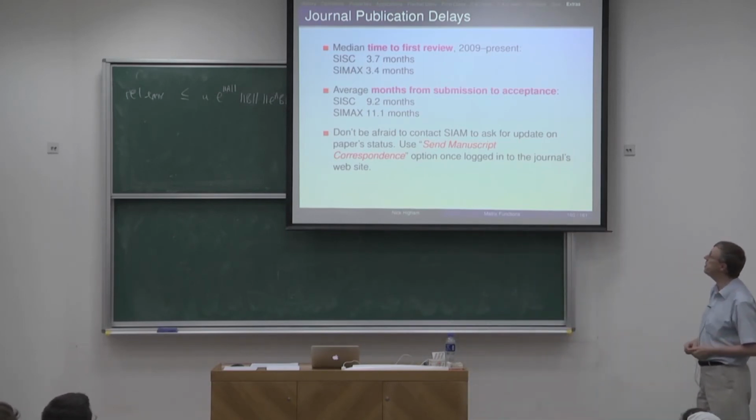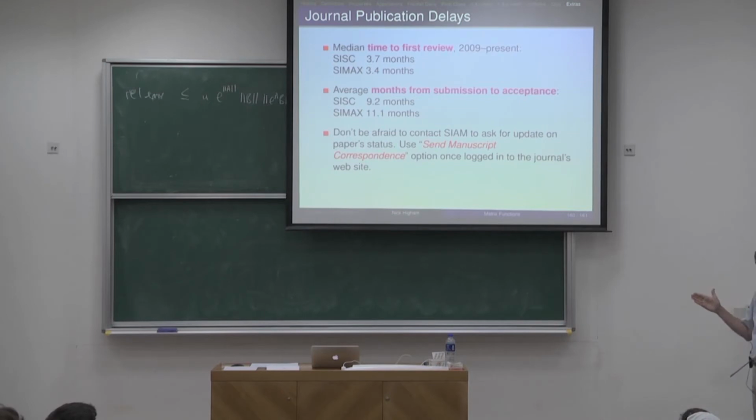So the current means over the last 5 years, from the time you submit to the time you get the referee reports, is 3.7 months for CISC and 3.4 months for CIMAX. So those are median times rather. So that's the sort of time on average you might expect to wait to get reports. The variance is pretty big though. You might get the reports in 6 weeks, you might get them sometimes in a year, unfortunately. So it does vary a lot.